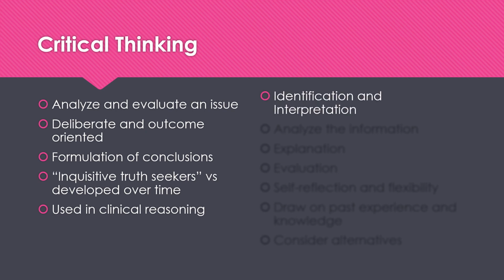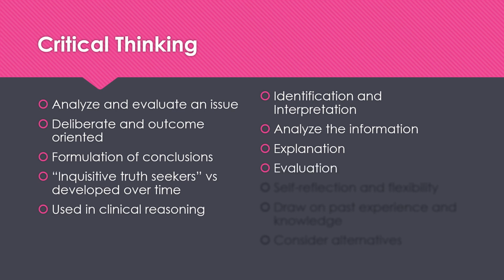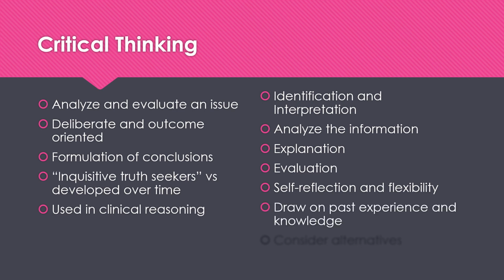The skills people need to be able to critically think include being able to identify and interpret information or issues gathered by the data, take that information and analyze it, make explanations for why the issue is occurring, and evaluate the thinking. Critical thinking also involves a lot of self-reflection and flexibility in thinking. Sometimes you have to bring past experiences into your thought processes, and sometimes you need to consider alternatives for what may be occurring.